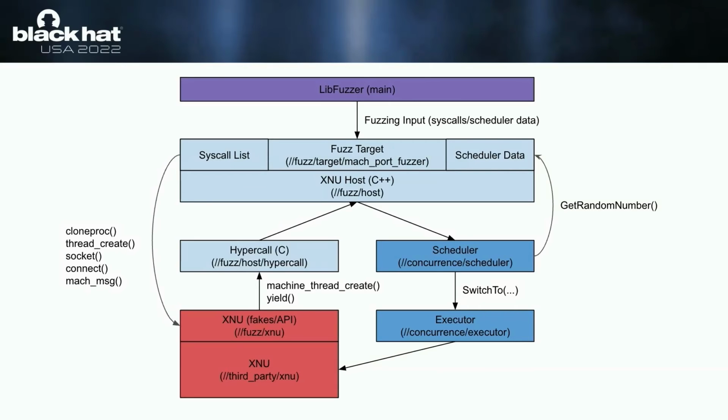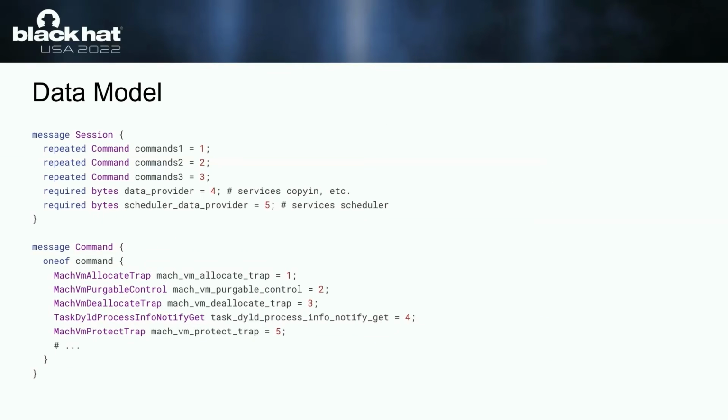So now we're fuzzing along two axes. You have the syscalls themselves and the data related to those syscalls, and just the normal operation of a single thread in the kernel. But now you have this additional axis where the fuzzer can mutate the schedule of a given test case. And just so you have a more concrete idea of what this looks like, this is the data model for the fuzzer. This is just a protobuf message.